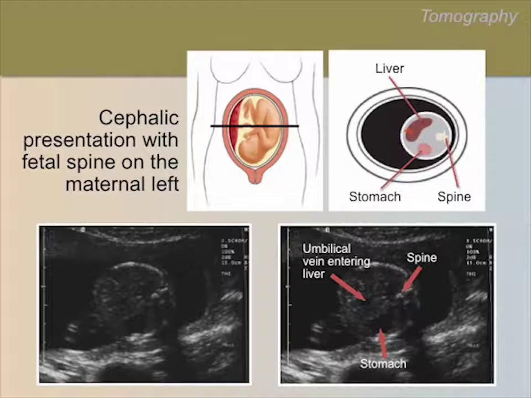One way to understand this concept is to imagine yourself in the position of the fetus and ask yourself, where is the stomach? Anterior, posterior, left, or right? And where is the spine in relation to the mother and transducer?